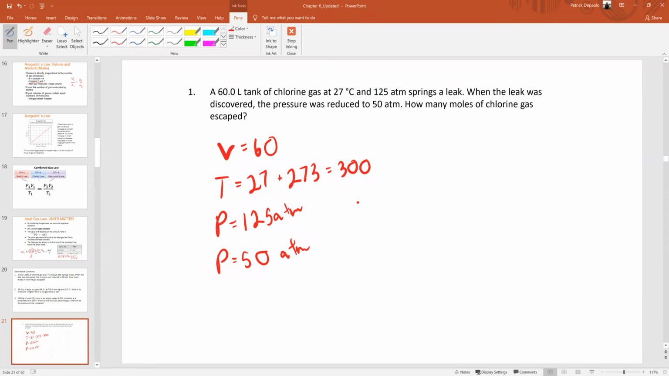So here's what we can do. We can do PV equals nRT. My thought is to compute nRT before, and then compare it to nRT after. That's one way to do it.